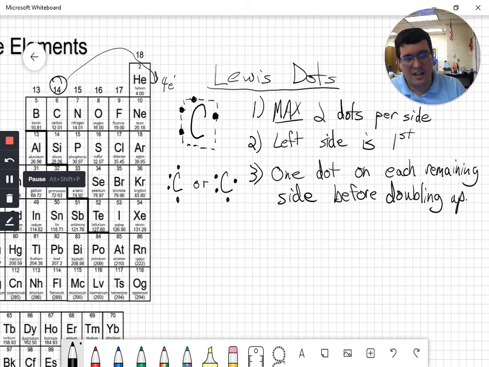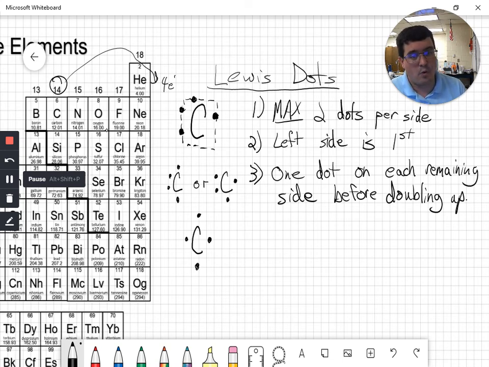What you are not allowed to do is forget that the left side fills up first and just put 1 dot on each side. The usual convention is these are the s electrons, and so we put 2 dots on the left because there are 2 s electrons, and then the other sides are the p electrons.